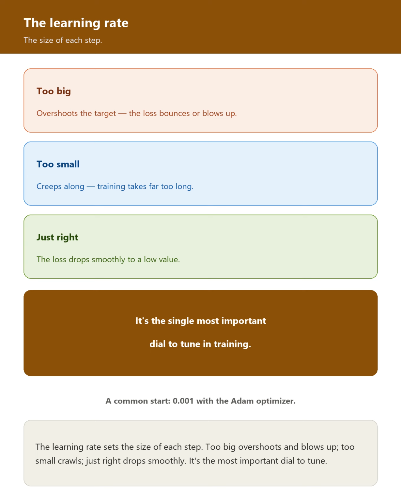One dial matters a lot, the learning rate. Too big and training overshoots and blows up. Too small and it crawls along. Just right and the loss drops smoothly. It simply sets the size of each downhill step.